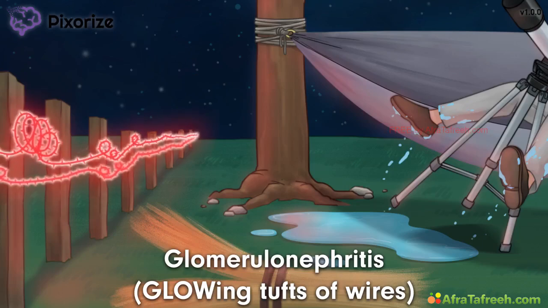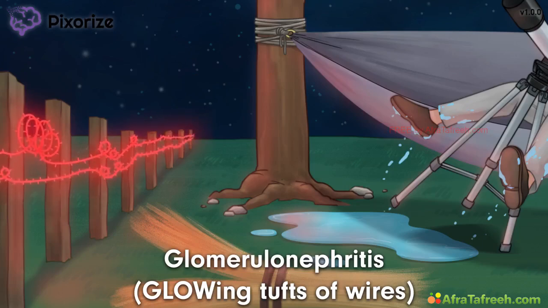This barbed wire is even glowing so that it looks like a tuft of blood vessels, kind of like a glomerulus. You bet that this glowing tuft of wires is our recurring symbol for glomerulonephritis. Due to this glomerulonephritis, patients may present with hematuria or elevated creatinine levels.